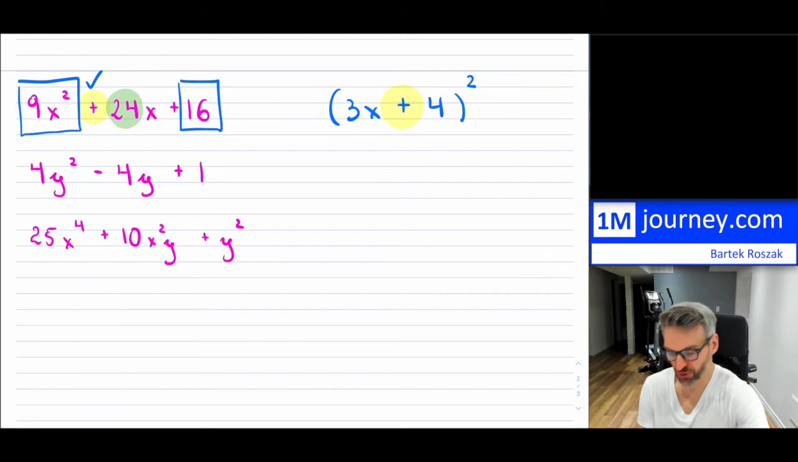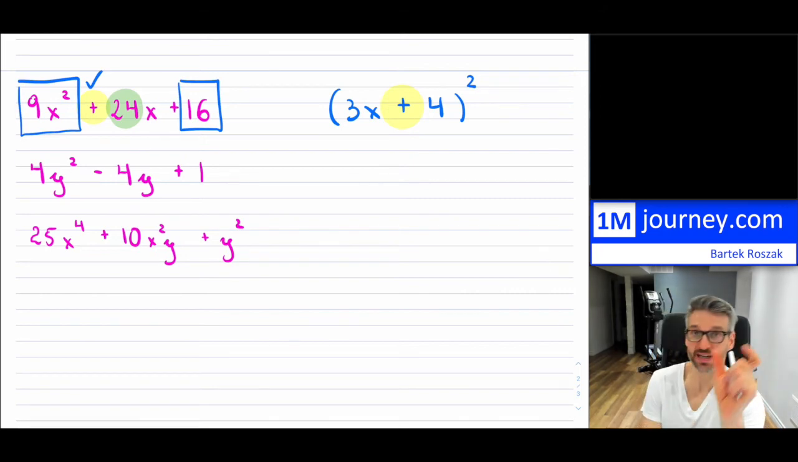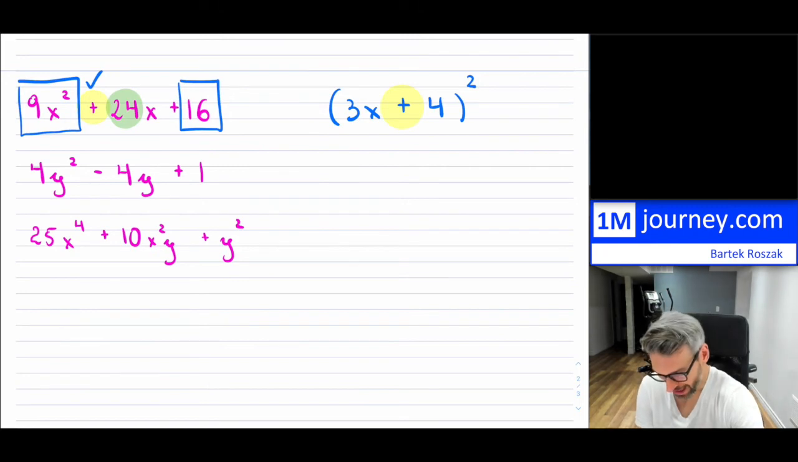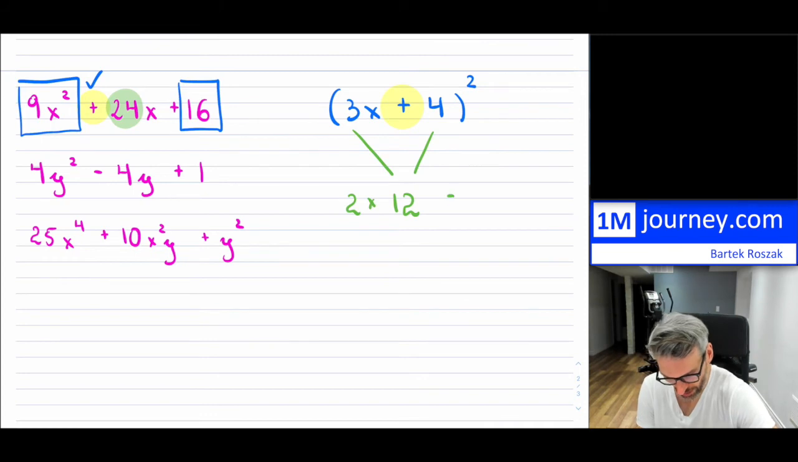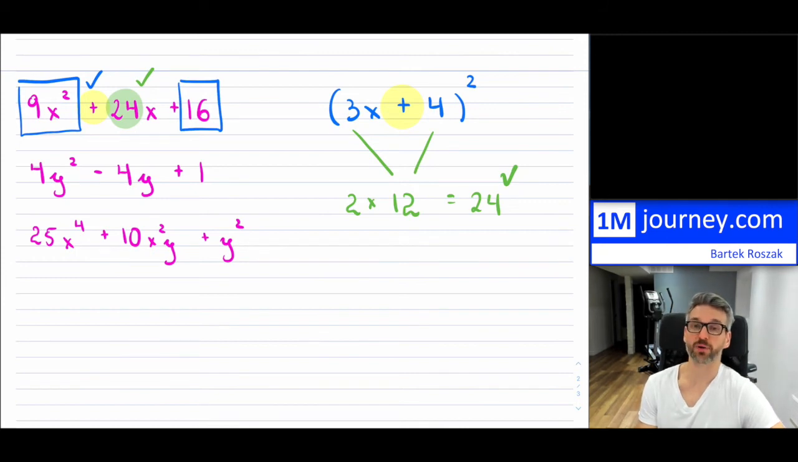The way that I do that is because I'm squaring, so that means there's 2 of them. What I have is I'm going to take 3 times 4, which is 12. And I have 2 of those, so times 2, which is going to give me 24. And that aligns with this. So indeed, it is a perfect square.